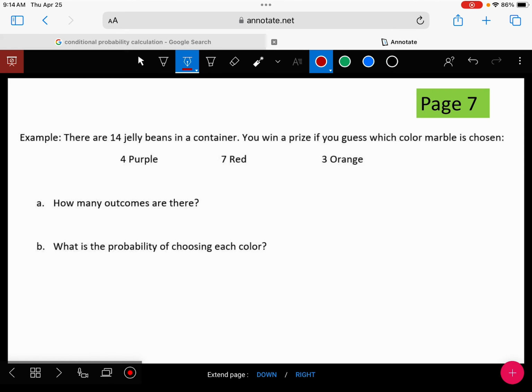Okay, so now we have 14 jelly beans in a container. 4 are purple, 7 are red, and 3 are orange. How many different outcomes do we have? How many different events? How many different colors? There's just 3, right? There are 3. And the different outcomes we have is either it's going to be purple, red, or orange. That's it.